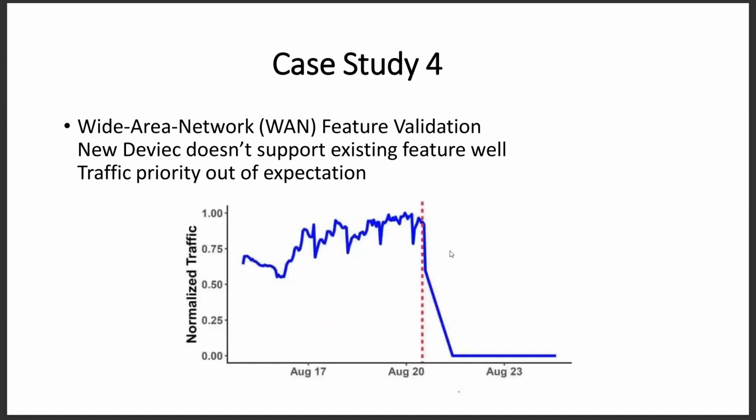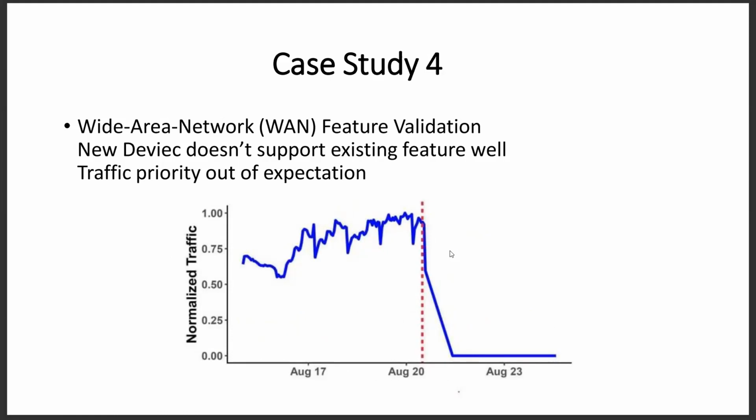And let's discuss case study 4, which is WAN feature validation, which covers a new device that doesn't support an existing feature well, with traffic priority out of expectation. This section basically introduces how NetPanel triggers a feature validation on newly deployed devices.